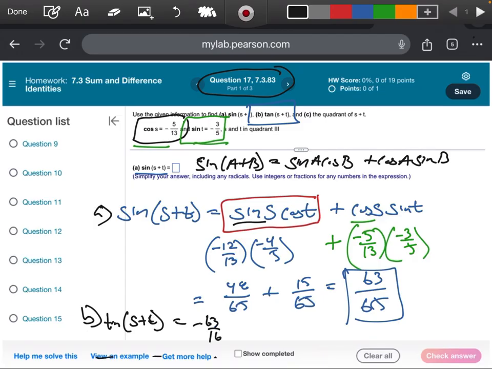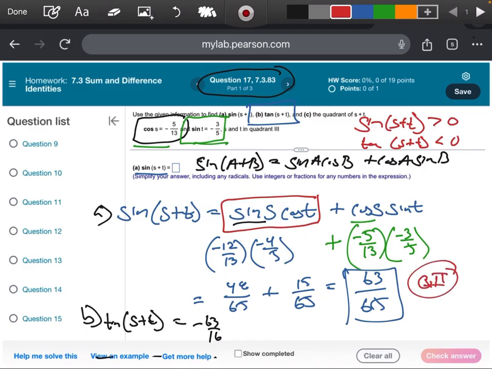So now we want to know what quadrant it's in. Let's take a look. It looks like our sine of s plus t is positive, and our tangent of s plus t is negative. So when is sine positive and tangent negative? It looks like it would be in quadrant 2, right? So I would say quadrant 2 would be my answer for part C. If you have any questions, let me know. I'm happy to help.